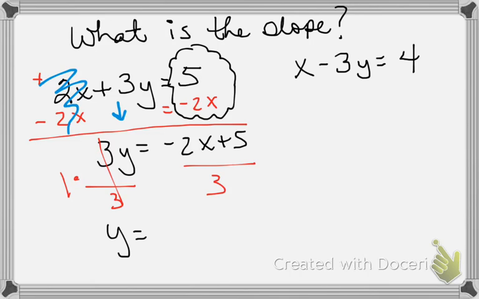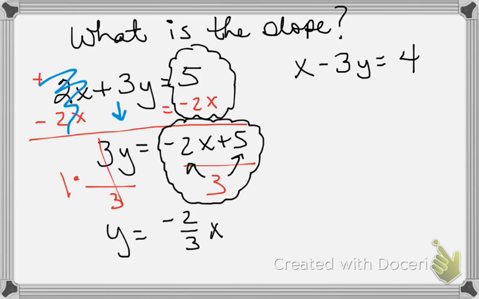Now, this answer here is okay, but we can separate it. And what I mean by separate is the 3 will go with the 2 and go with the 5. So we're just going to separate it. Negative 2/3 x plus 5/3. All right, you see how I did that? The 3 just goes to both of them.